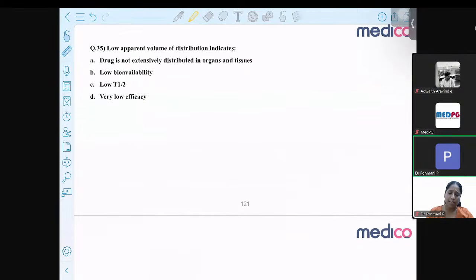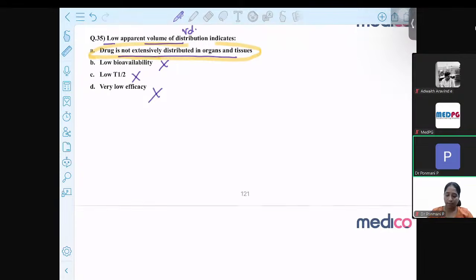Now coming to the next question. What does low VD indicate? Just now we have seen. It is a very direct question. It means the drug is not extensively distributed in the organs and the tissues. That is the meaning of low VD. See, VD has nothing to do with bioavailability or efficacy or half-life, right? So the other options are wrong.